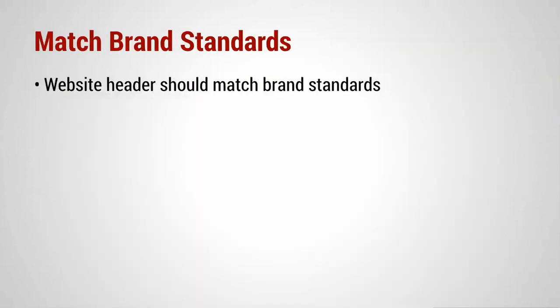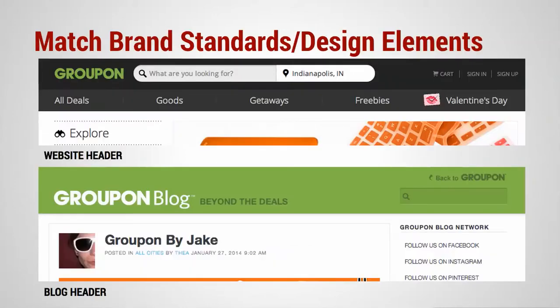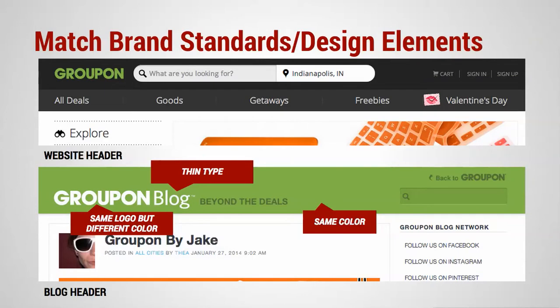Two more considerations for blog headers specifically. The first is to be sort of horizontal in shape, and the second is to match the brand standards. The website header obviously should match the brand standards, so I'll just show you a couple examples. This is the Groupon site on the top, and then the blog on the bottom. Very, very similar. Lots of things in common.